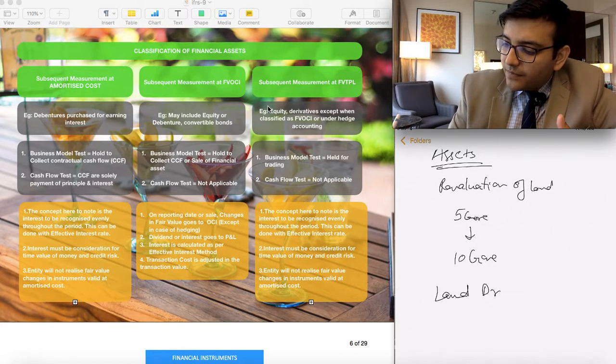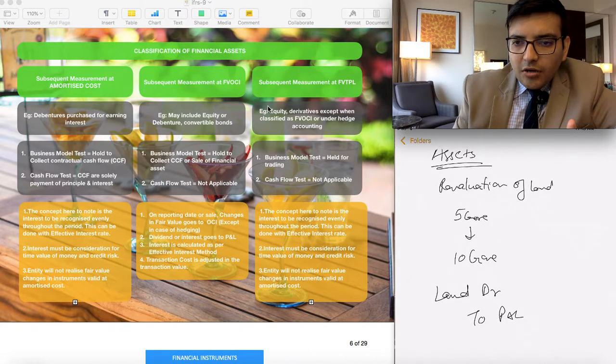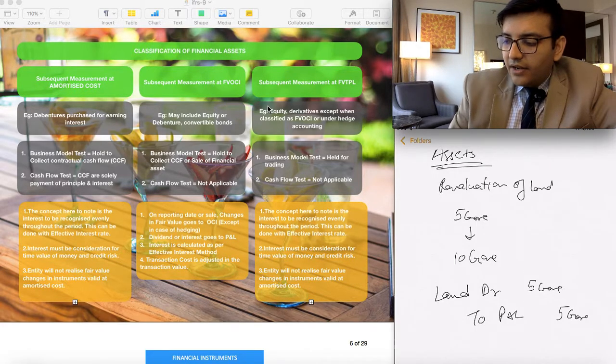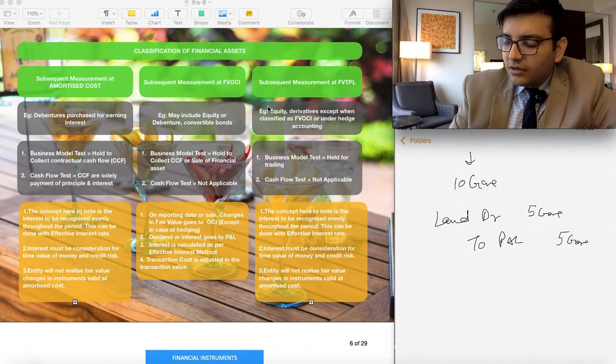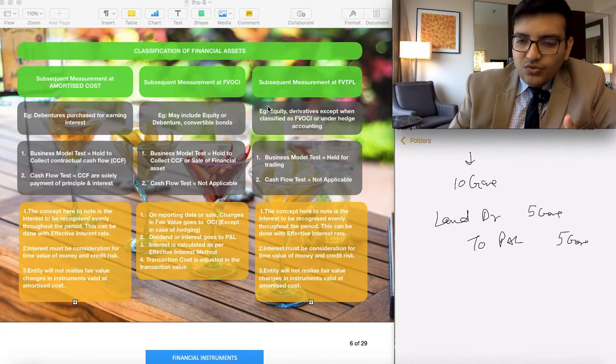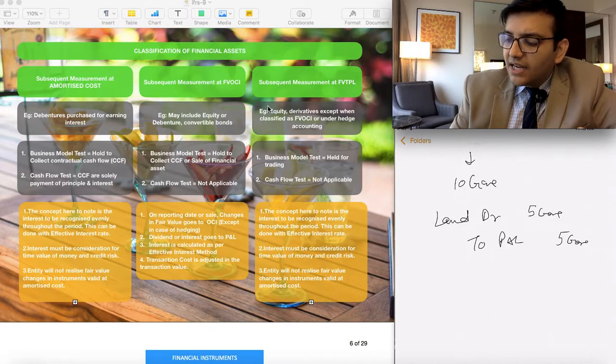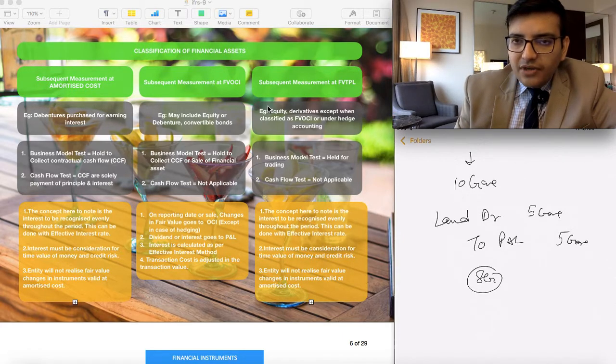Land account debit to P&L. This would be the entry. And suddenly the profit increased by 5 crore. Nobody knows why. And next year you do it. Next year, suppose the revaluation guide, based upon which we are evaluating, says no, land is 8 crore rupees, so you have to reduce the profit again by 2 crores.